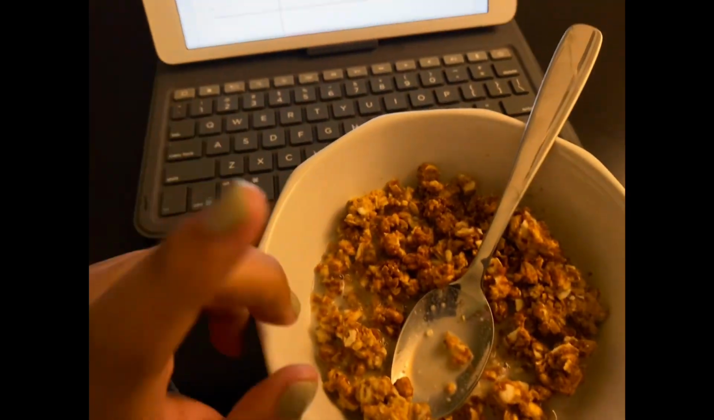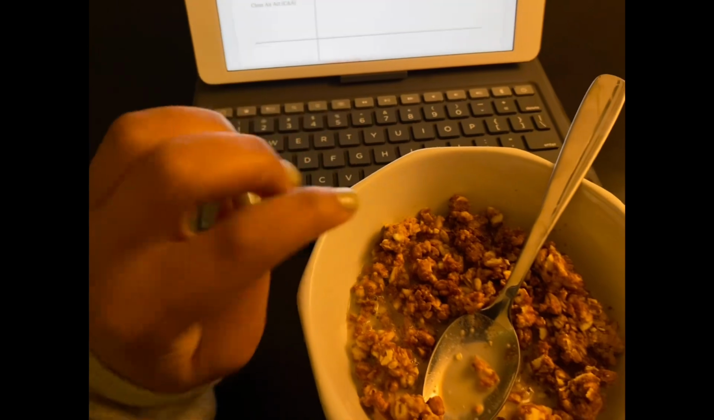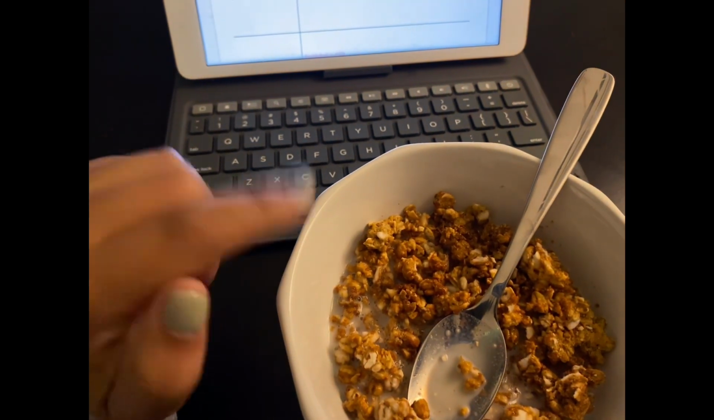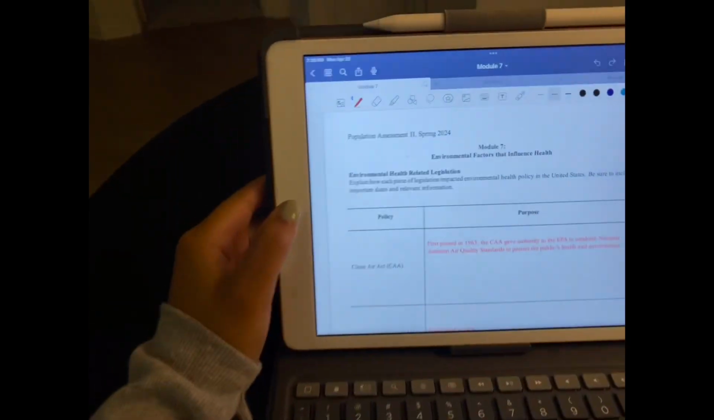So let me show you a little bit of my first study guide. All right, not very good quality lighting or whatever, but anyways, it's pretty early. So we have my protein cereal from Wegmans, like literally Wegmans brand, fitness protein something, it's the name.